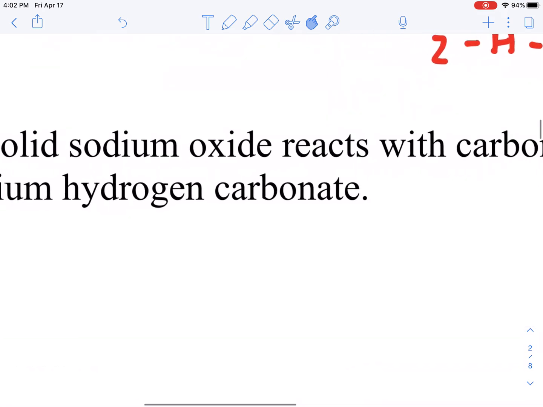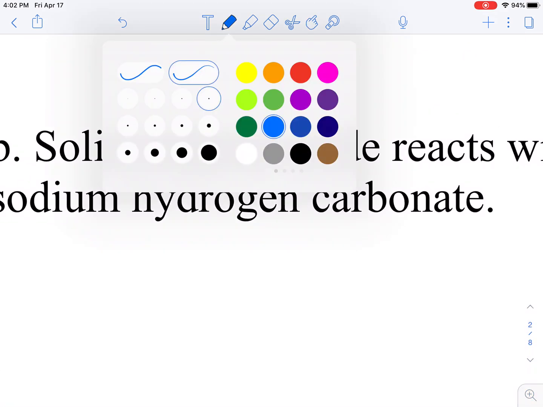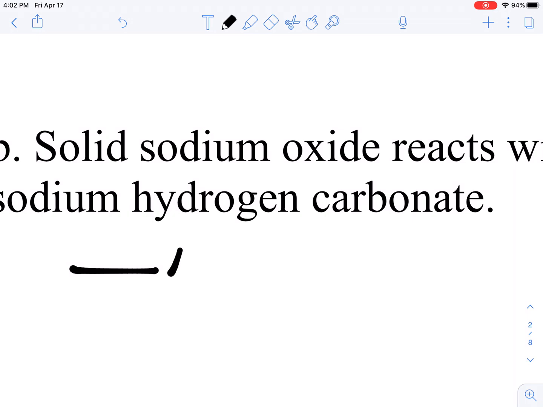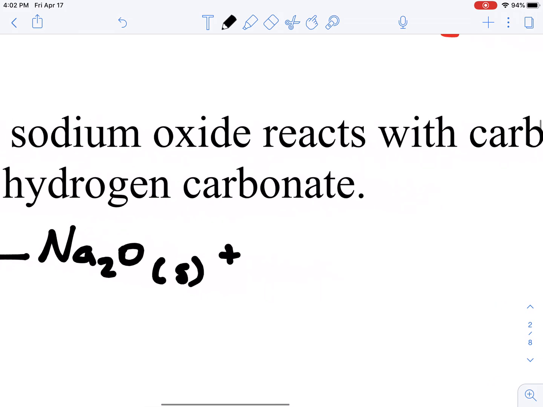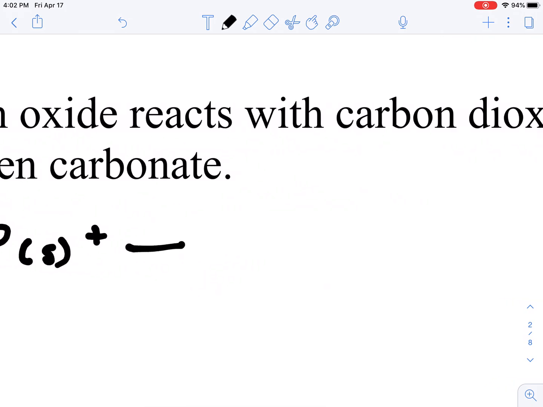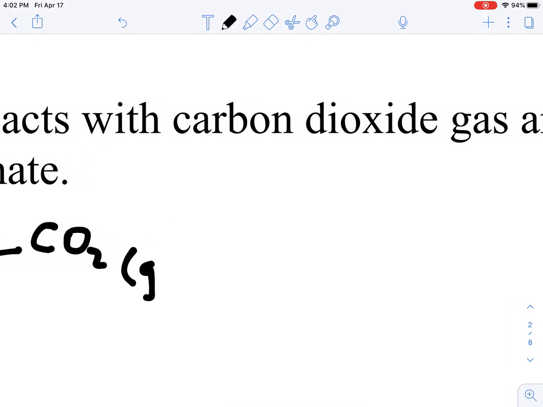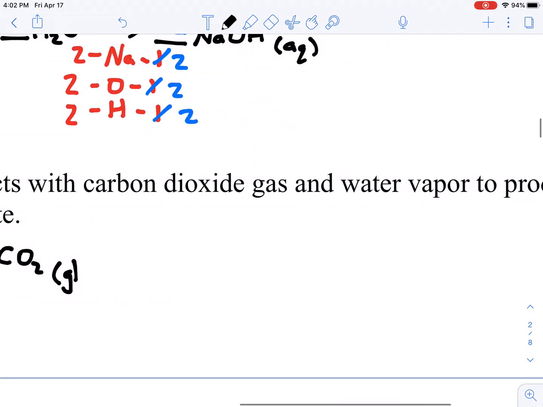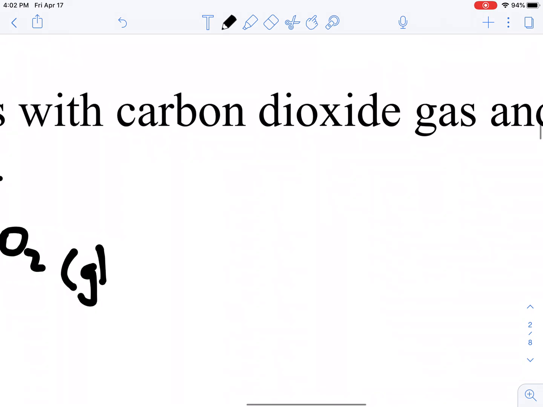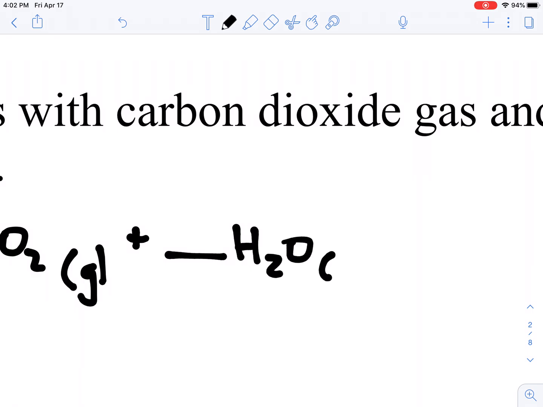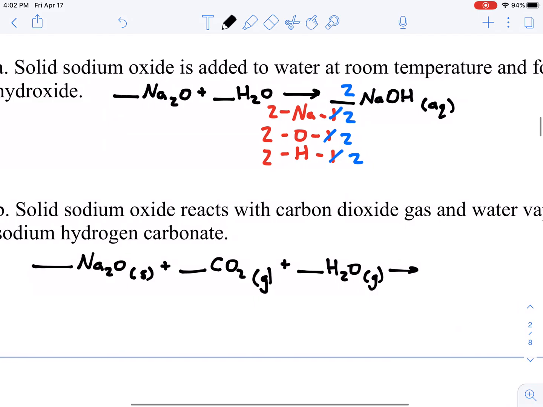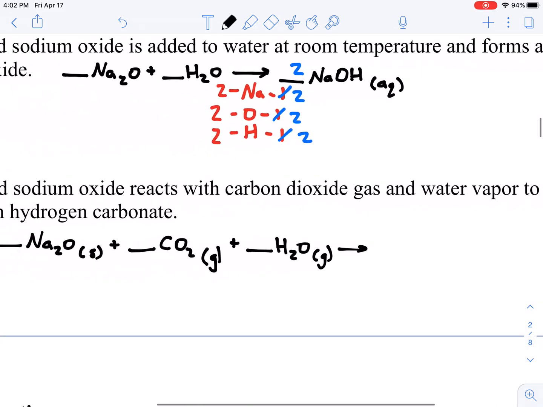All right, let's try letter B. So letter B, again, uses solid sodium oxide. So sodium oxide, we said, is Na2O. It is a solid. We are reacting it with carbon dioxide. Carbon dioxide is CO2. Carbon dioxide, we are told, is a gas, but we already knew that. And water vapor. So water vapor is H2O, but it's also in its gas form. Then it says to form, so there's our arrow, sodium hydrogen carbonate, which is a solid.